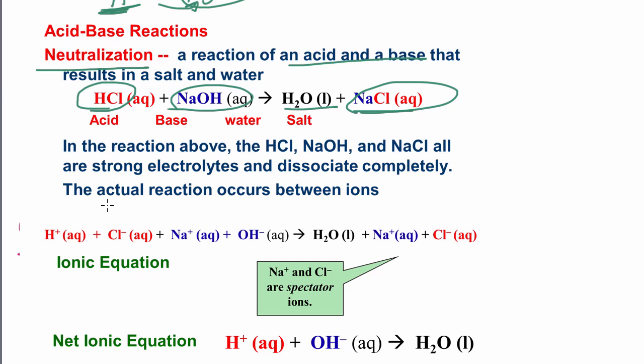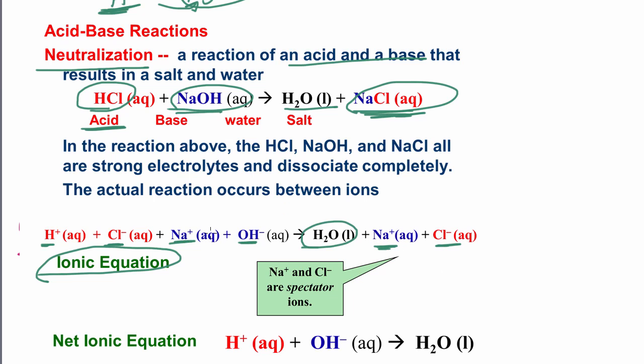So let's take a look at this by writing the ionic equation. The acid here is hydrogen ion, or hydronium ion, and chloride ions. The sodium hydroxide is dissociated as sodium and hydroxide ions. Water, of course, is water. It does not dissociate, but the sodium chloride dissociates into sodium and chloride ions.